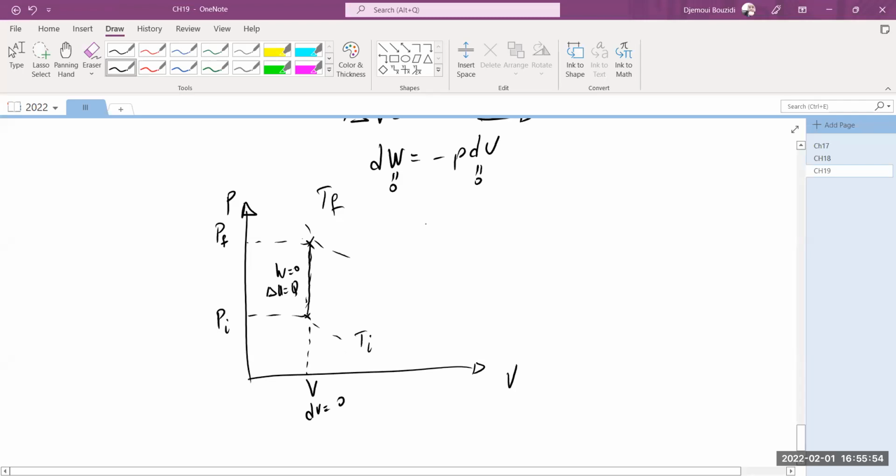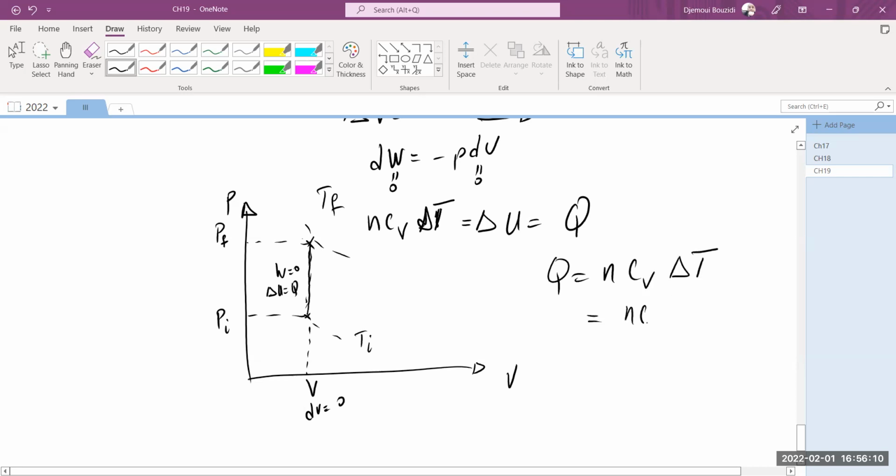So this is a process where delta U is equal to Q. Remember, delta U is always nCV delta T. So in this case, Q is equal to nCV delta T, where delta T is simply the final temperature minus the initial temperature. So that's how much heat is, and that's how much the change in energy is. There is no work in this process. W is equal to 0.